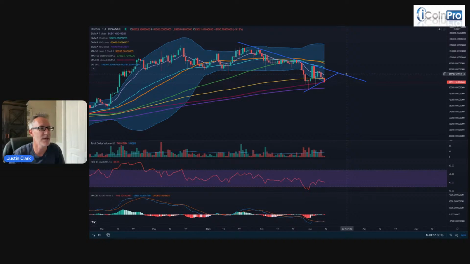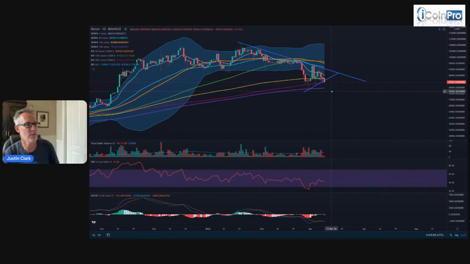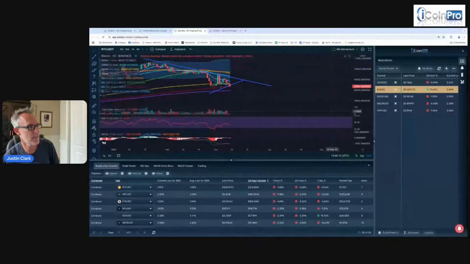So 78 to 80K is the support area here. And then on the upside, we've got to reclaim 86K and keep from falling through the bottom of this pennant, which we may do or we may not do. We'll just have to see if the market gobbles us up or if we are ready to move even lower.